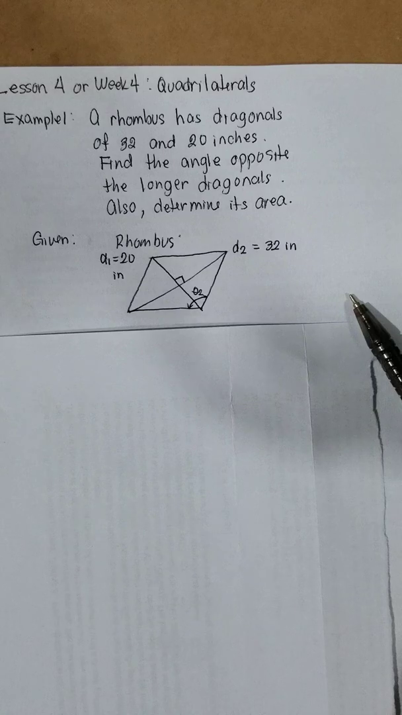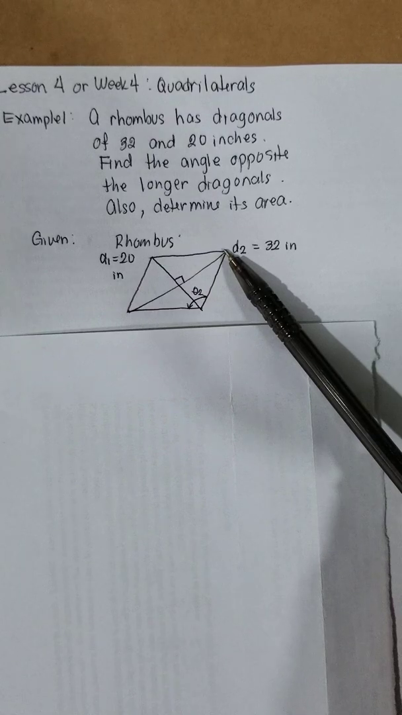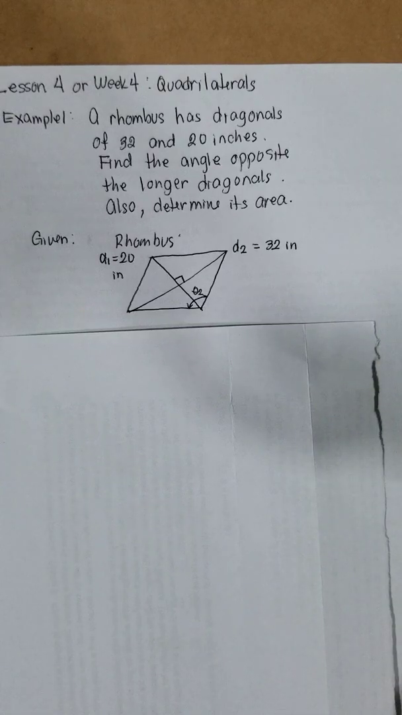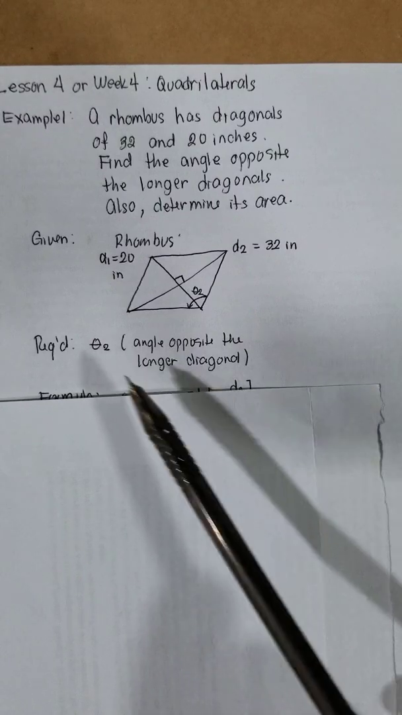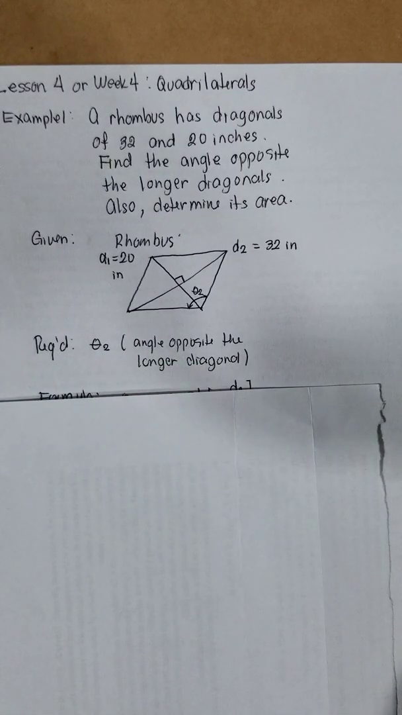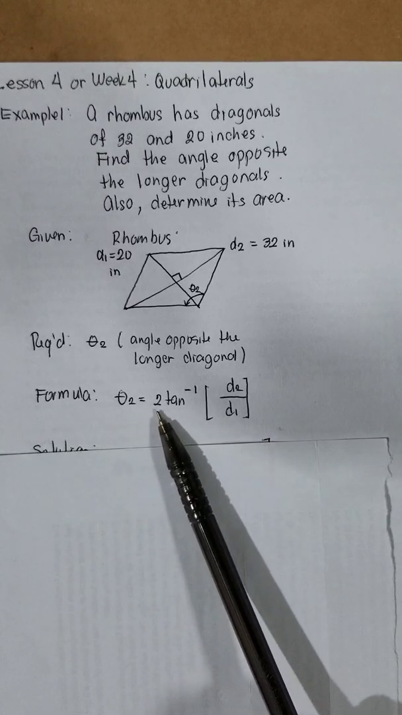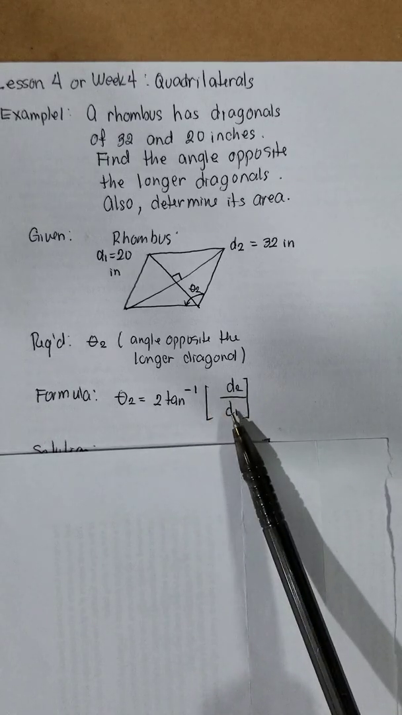The diagonals of the rhombus are also given as 32 inches and 20 inches. We are being asked to find the angle opposite the longer diagonal, which is theta sub 2, and also its area. The formula to find the angle opposite the longer side is theta sub 2 is equivalent to 2 inverse tangent the quantity d sub 2 over d sub 1.